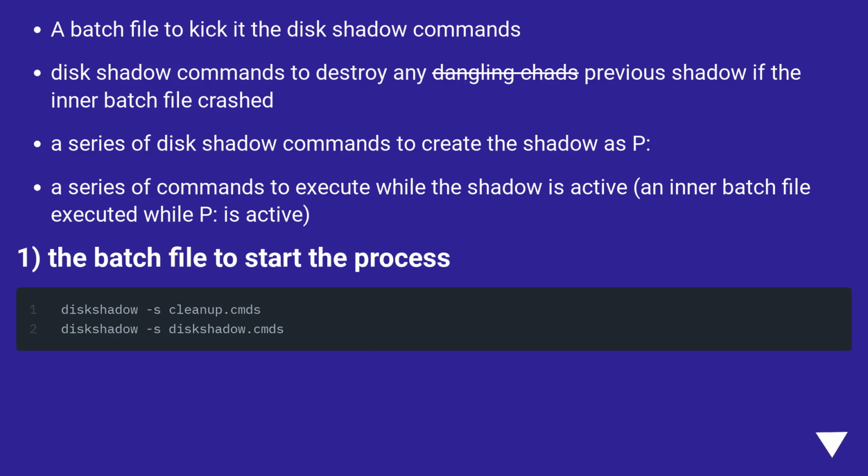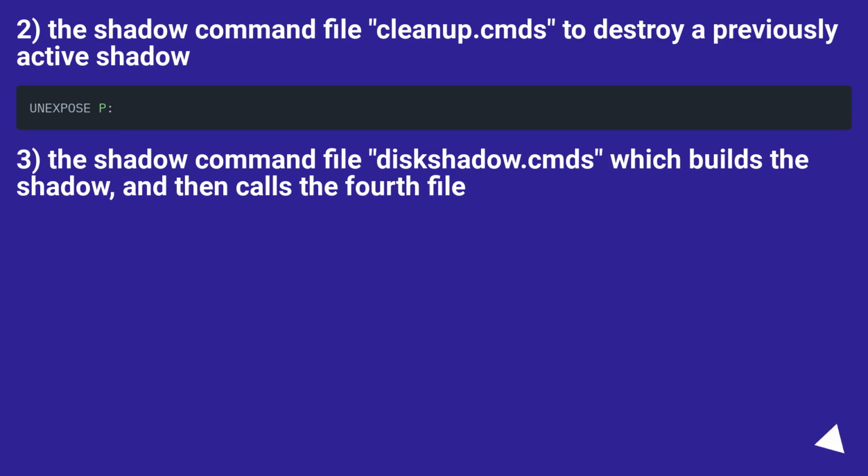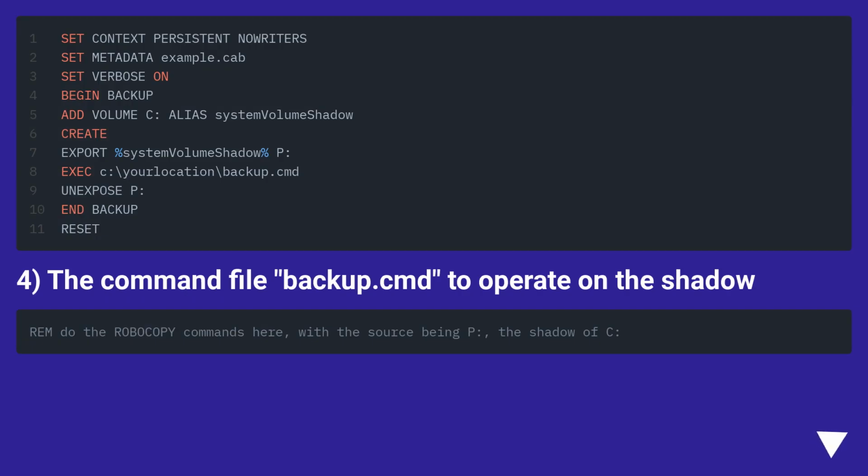One. The batch file to start the process. Two. The shadow command file cleanup.cmds to destroy a previously active shadow. Three. The shadow command file diskshadow.cmds, which builds the shadow and then calls the fourth file. Four. The command file backup.cmd to operate on the shadow.